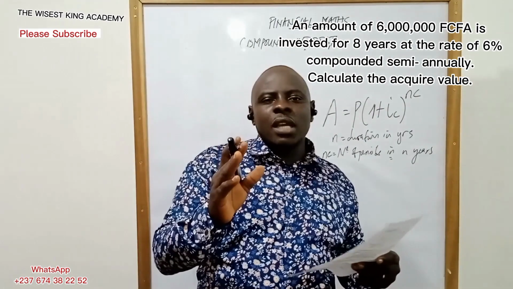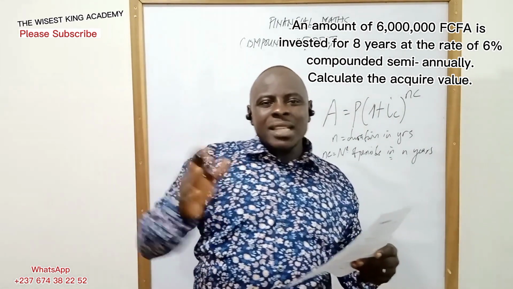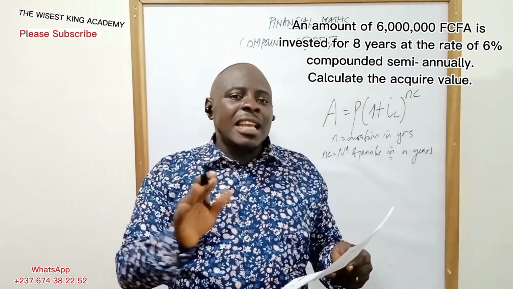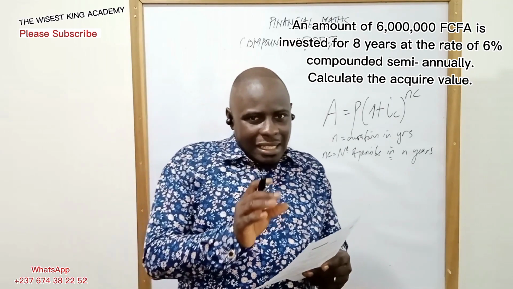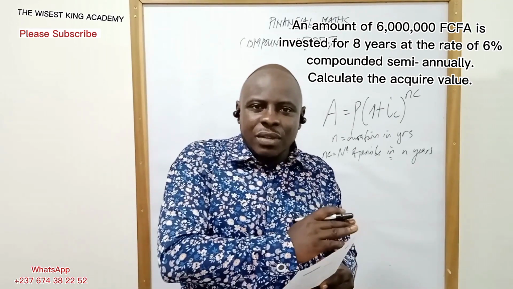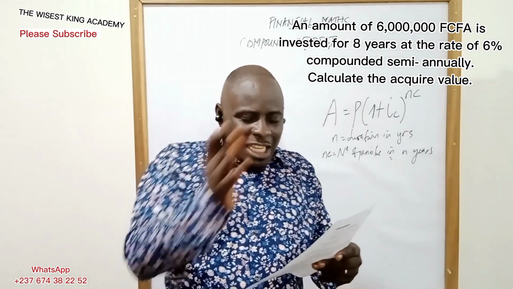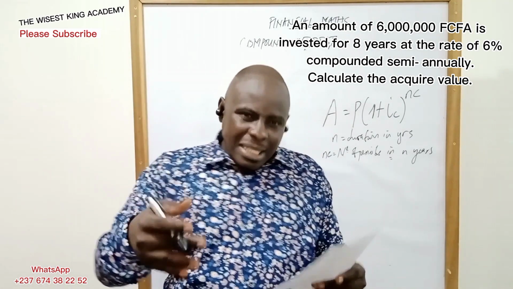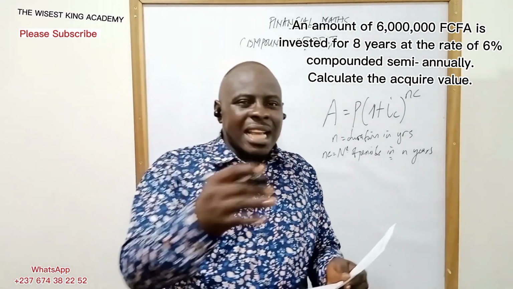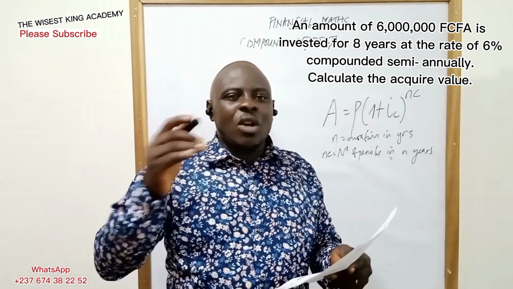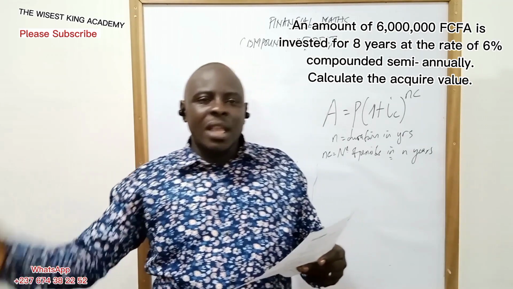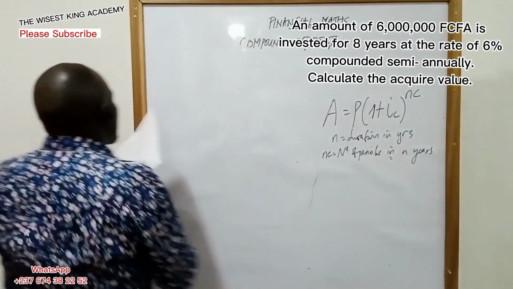But what if they would have said 6% per semester? You discover that in that case, the semester rate is already given. No need to convert. But in this case, they said 6% compounded semi-annually. So it means that the interest rate given is the annual rate, the compounding is done twice a year. So let's look at how this goes.